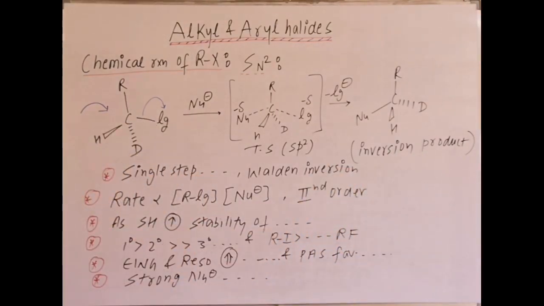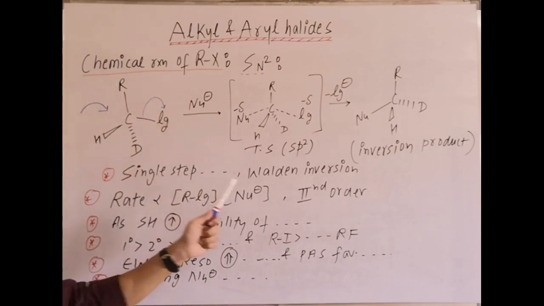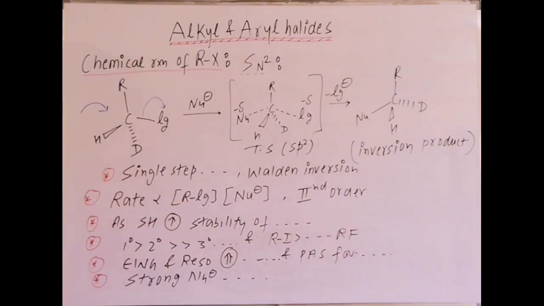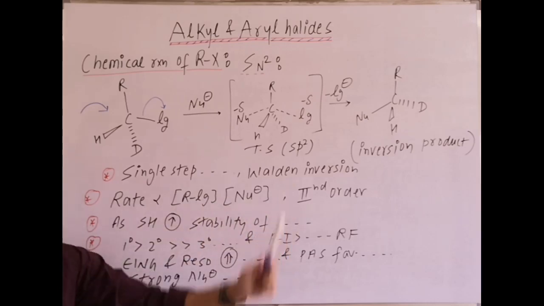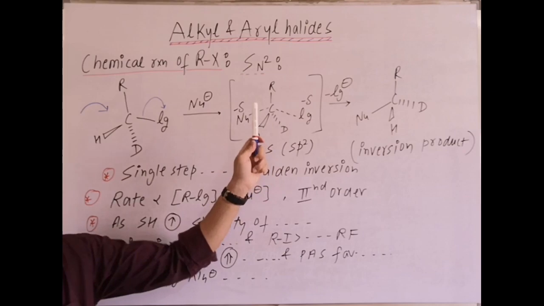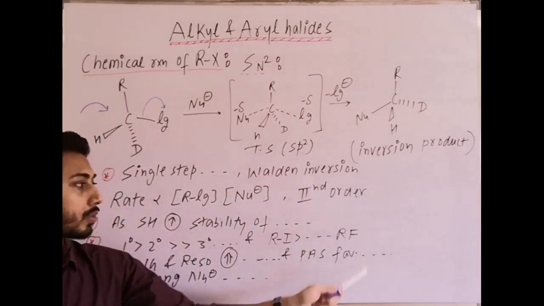Now some points from this mechanism. It is a single step process and the nucleophile attacks from the back side, and inversion takes place. Walden inversion takes place. Then the rate of the reaction is directly proportional to the concentration of alkyl halide, or any compound which we are taking here, R-LG, alkyl halide, into the concentration of nucleophile. Here both concentrations are involved, and it follows second order kinetics. As steric hindrance increases, stability of the transition state decreases and the rate of reaction also decreases.